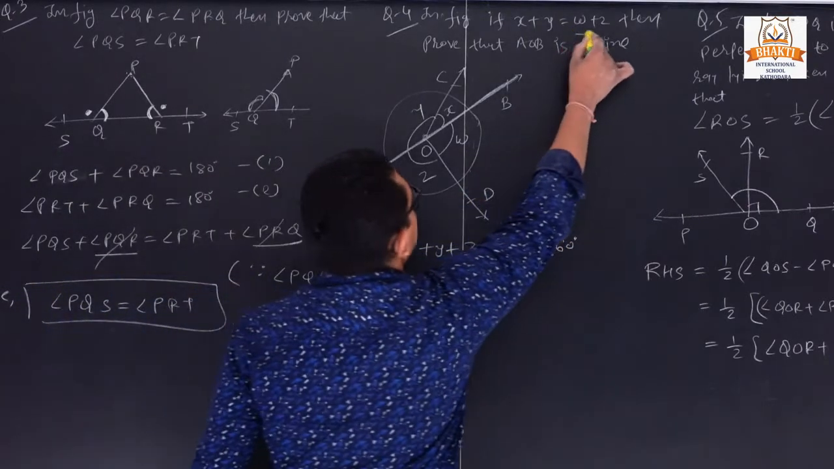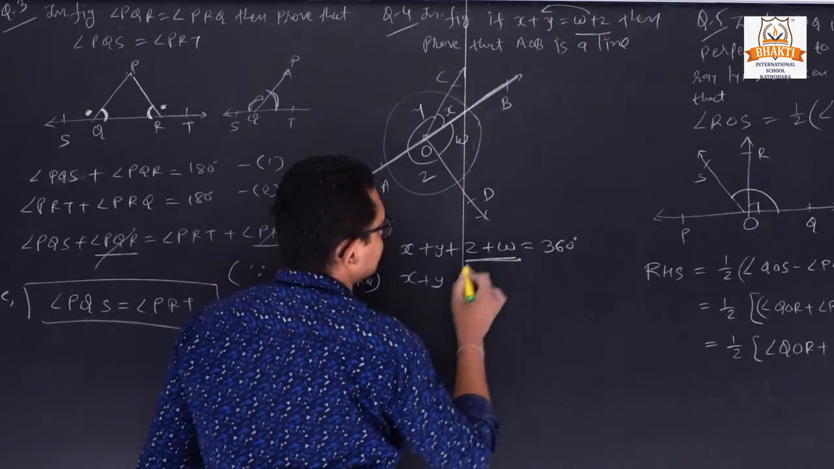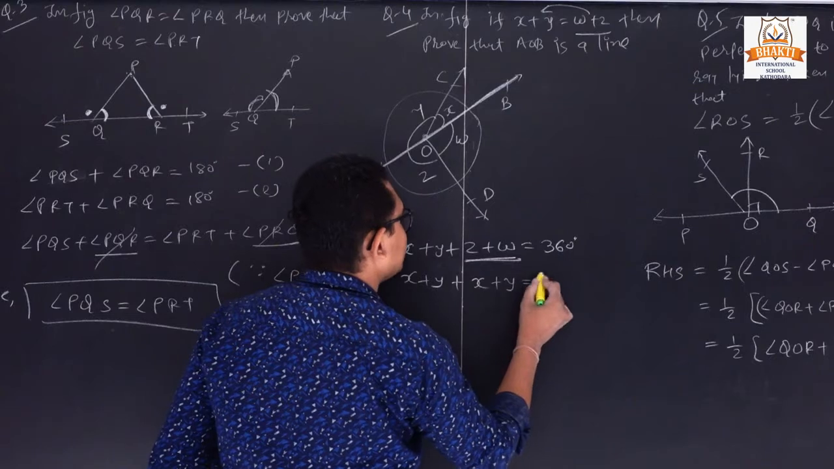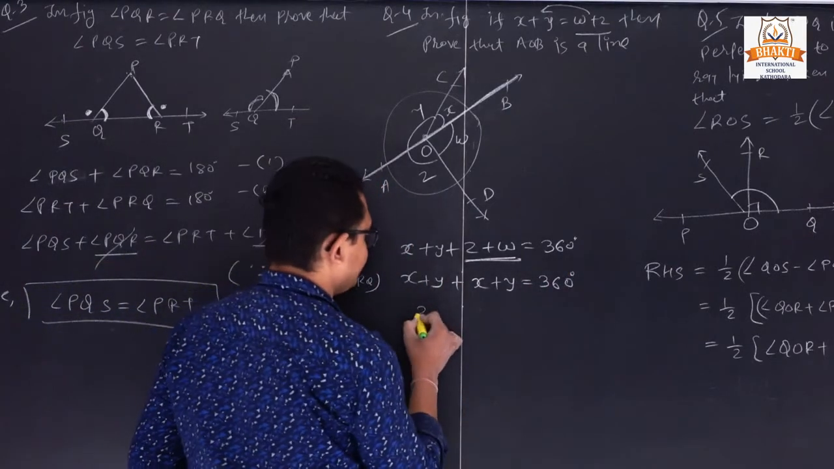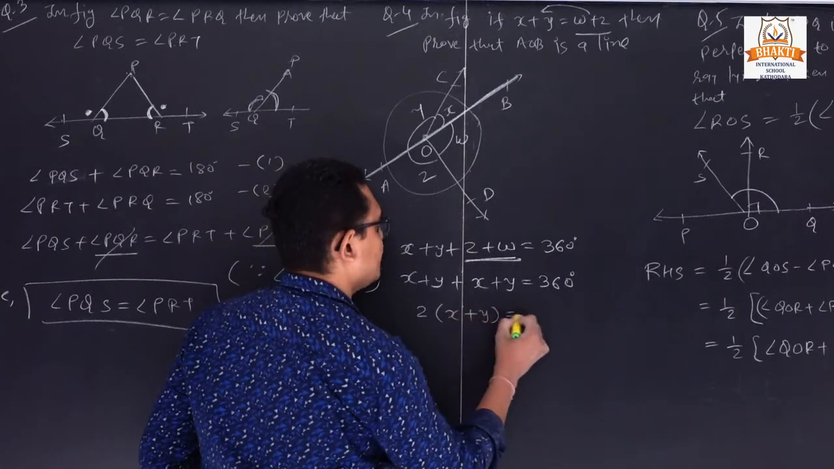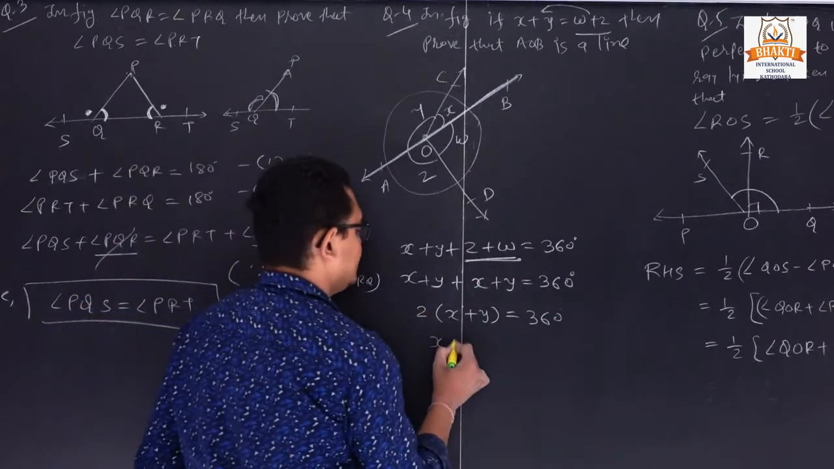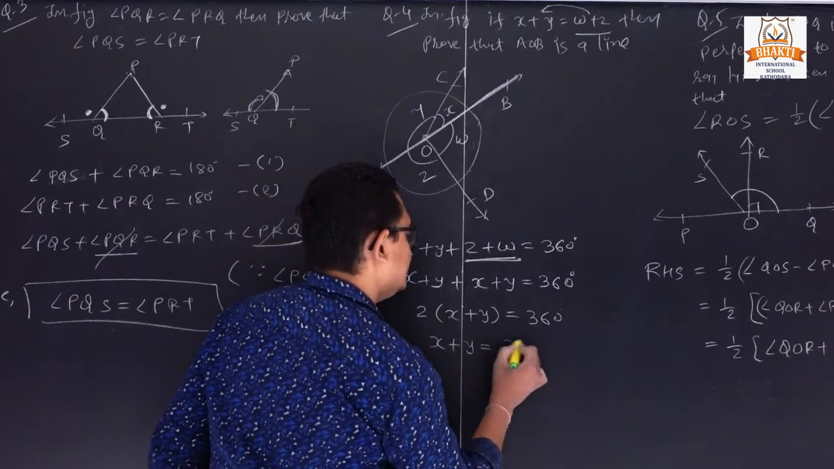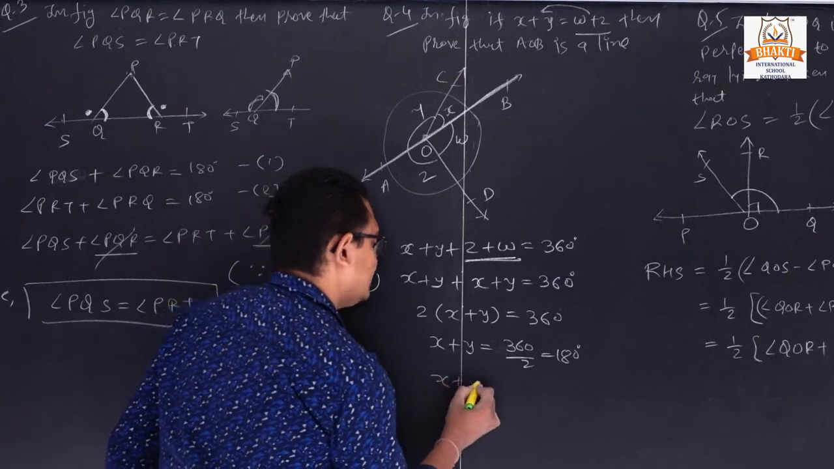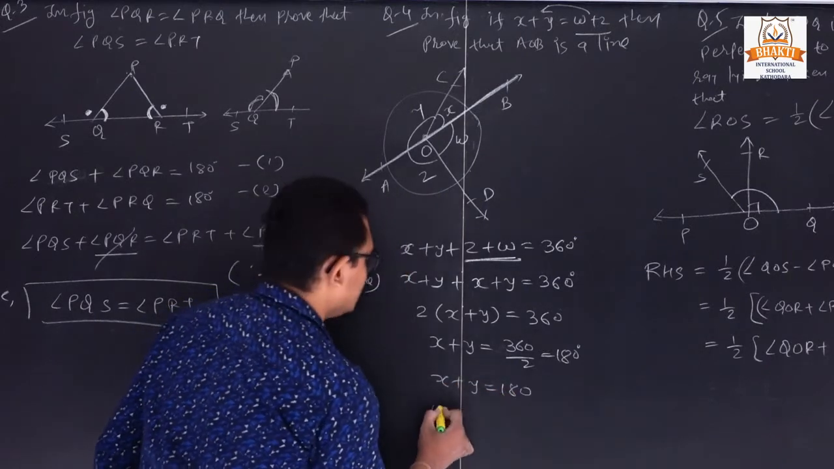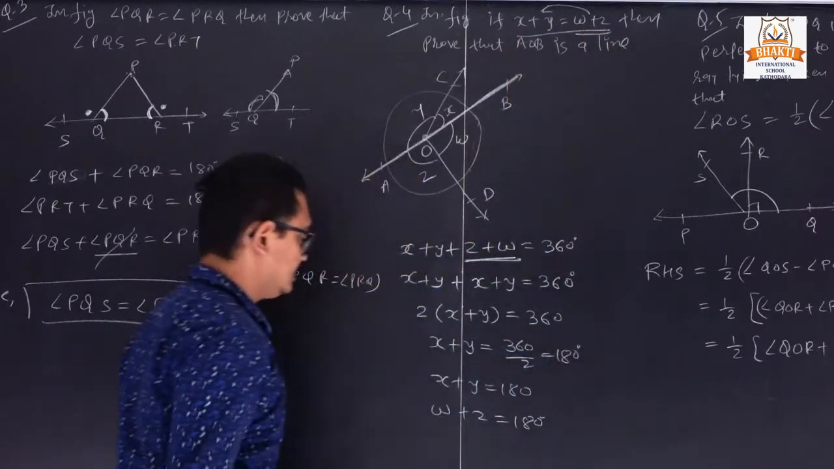But w plus z is equal to, also we can write x plus y. So here 2x plus 2y, so we can write like that, 2 times x plus y. The 2 goes to the other side, so x plus y is equal to 360 divided by 2, so it is 180 degrees. So if x plus y is equal to 180, similarly w plus z is also 180 because both are the same. Clear?